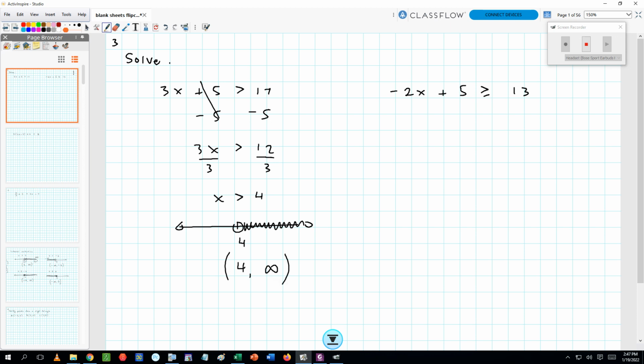Here, we're going to divide by a negative in a second. I'm going to subtract 5. Negative 2x is greater than 8. Divide by the negative 2. The negative 2's cancel. I'm dividing by a negative, so I flip the direction of the inequality. 8 divided by negative 2 is negative 4.